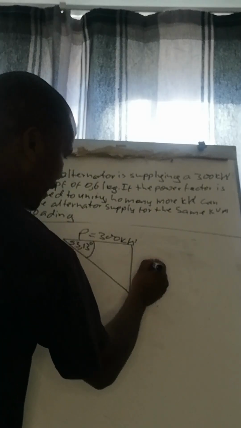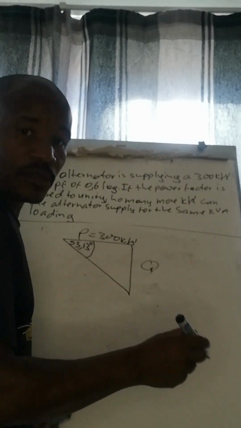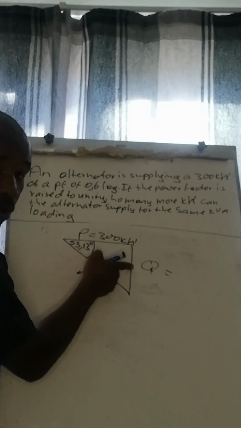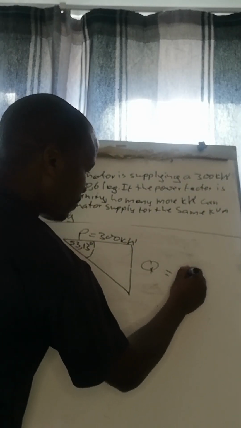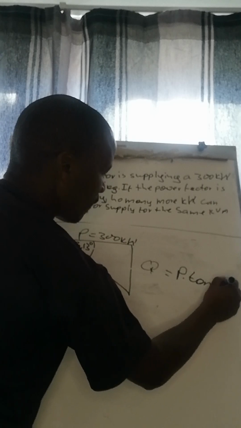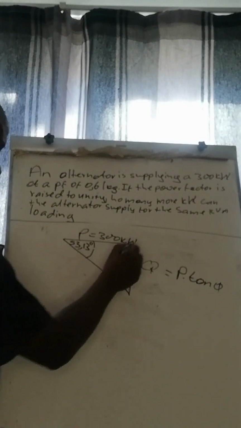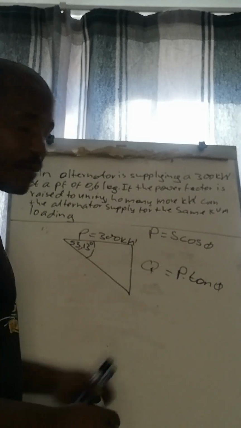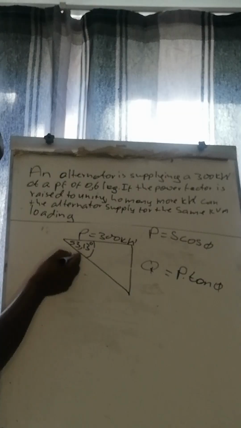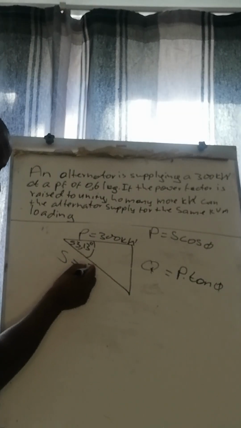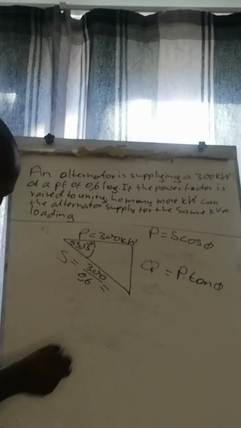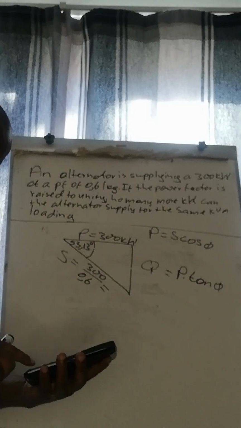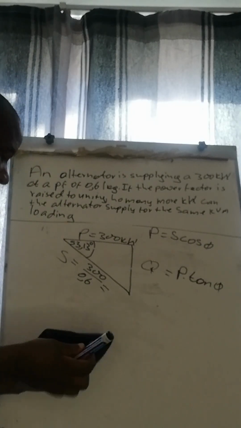And then this side is the reactive component. Normally the reactive component, tan is opposite over adjacent, is power multiplied by tan of phi. And then remember, the output power is equal to S cos of phi. You know this problem from S4. And then S, which is this one, is equal to what? 300 divided by 0.6, which is 500.